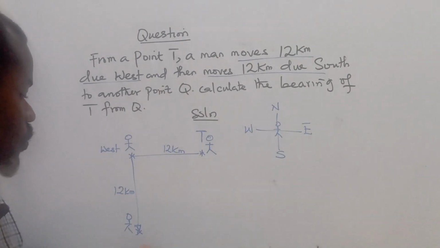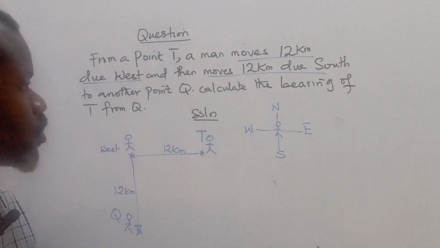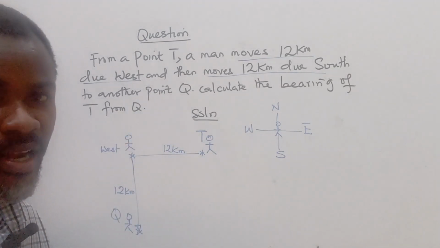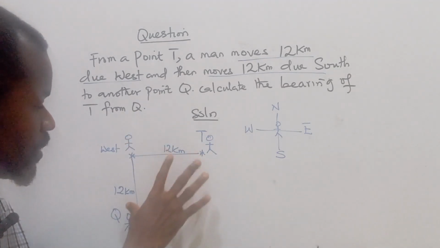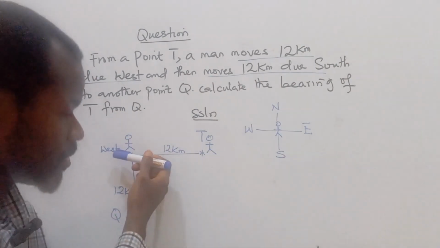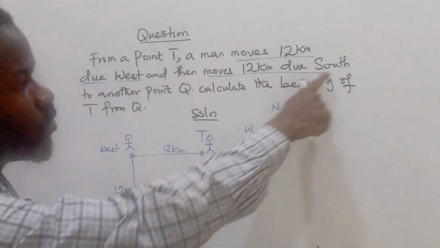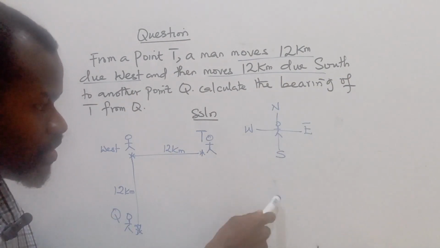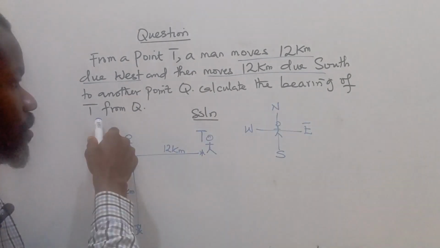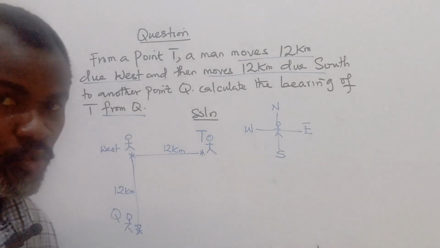So we have another point Q, which is this point here. The question says calculate the bearing of T from Q. So we've been able to set up the diagram. First, it moved due west, that's to the west. Then it moved due south, which is this direction here. We have to take note of this statement: from Q.